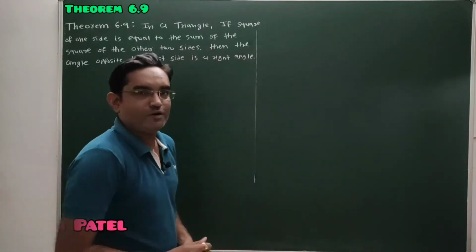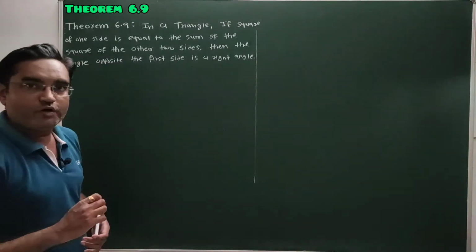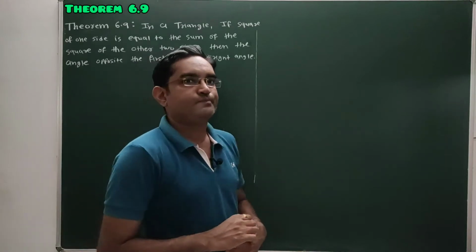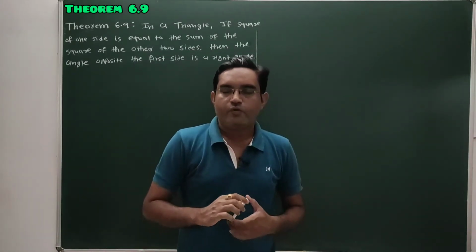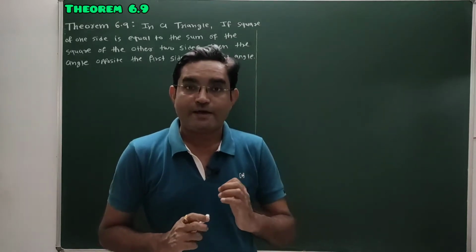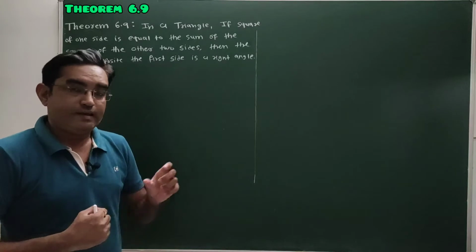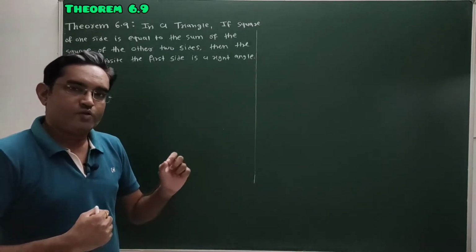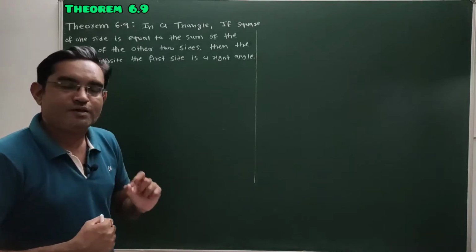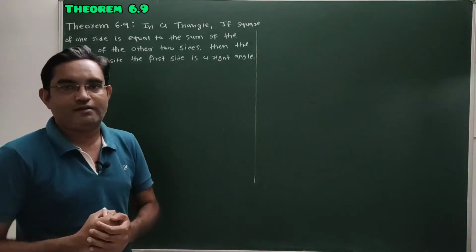In this video we are going to discuss another most important theorem of chapter number 6, that is the converse of Pythagoras theorem. What is the converse of Pythagoras theorem? For that we have to understand the statement of Pythagoras theorem. Pythagoras theorem states that in a right angle triangle, the square of the hypotenuse is equal to the sum of the squares of the two sides making the right angle.